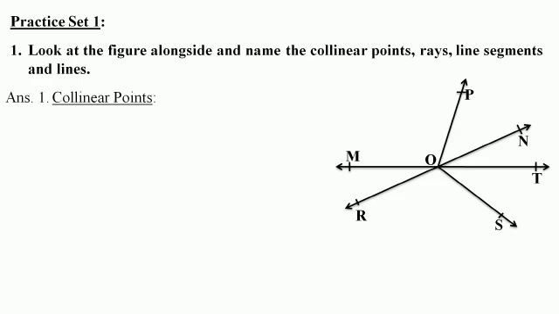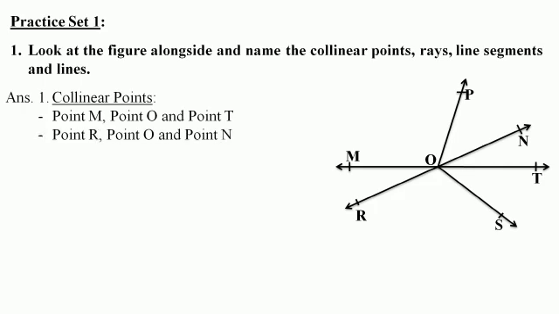If we look at the figure, we can clearly see that point M, point O and point T lie on the same line. We can also see that point R, point O and point N also lie on the same line. These are the collinear points in the figure.